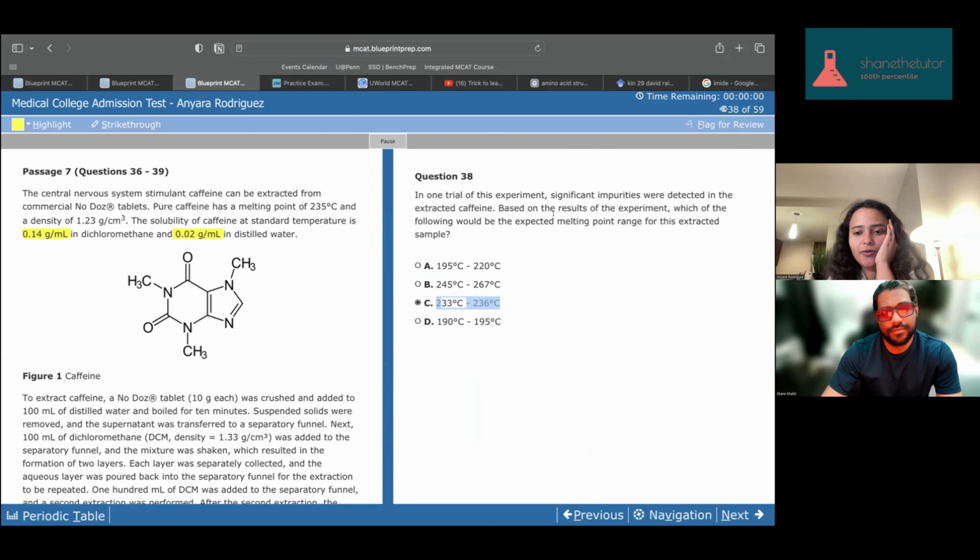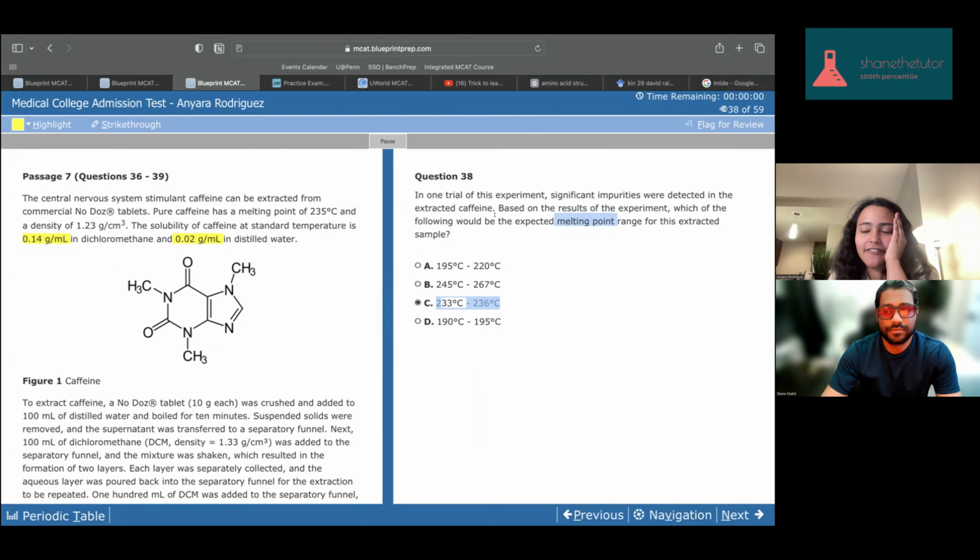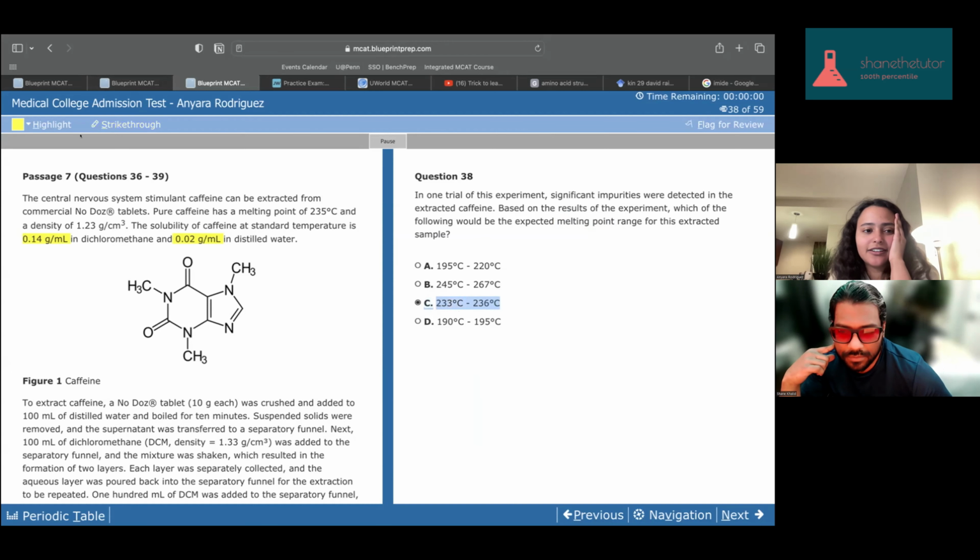So we know that it has impurities, and melting point follows the same trend as freezing point. I think we wrote this down earlier. So we should expect it to be lower than 235. So not C is my guess right now. They're all lower than 235, but I guess the range may be important.